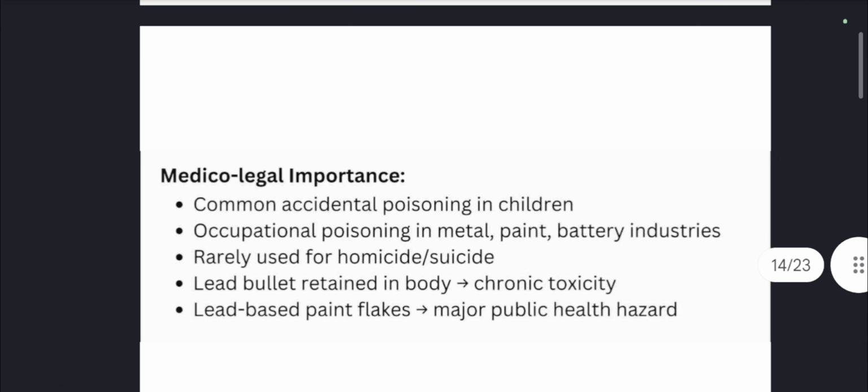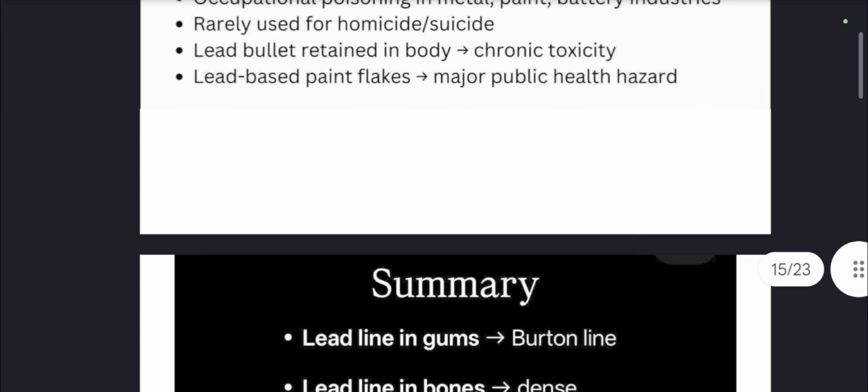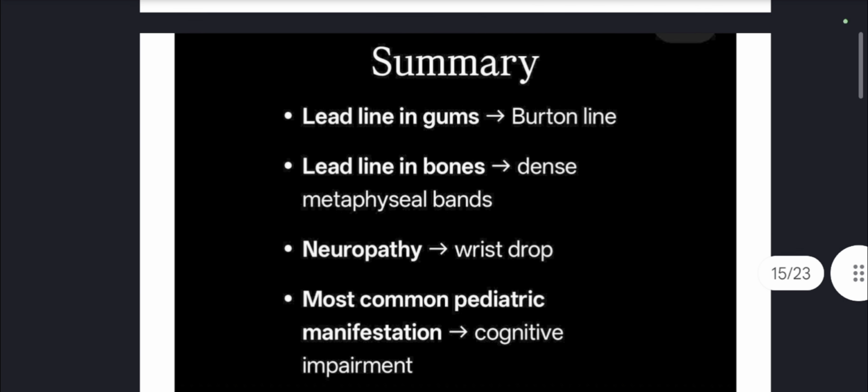Medico-legal importance: common accidental poisoning in children, occupational poisoning in metal, paint, battery industries, rarely used for homicide and suicide. Lead bullet retained in body causes chronic toxicity. And lead-based paint is a major public health hazard. So this is nothing but the medico-legal importance of lead poisoning. Now, this was all about lead poisoning.